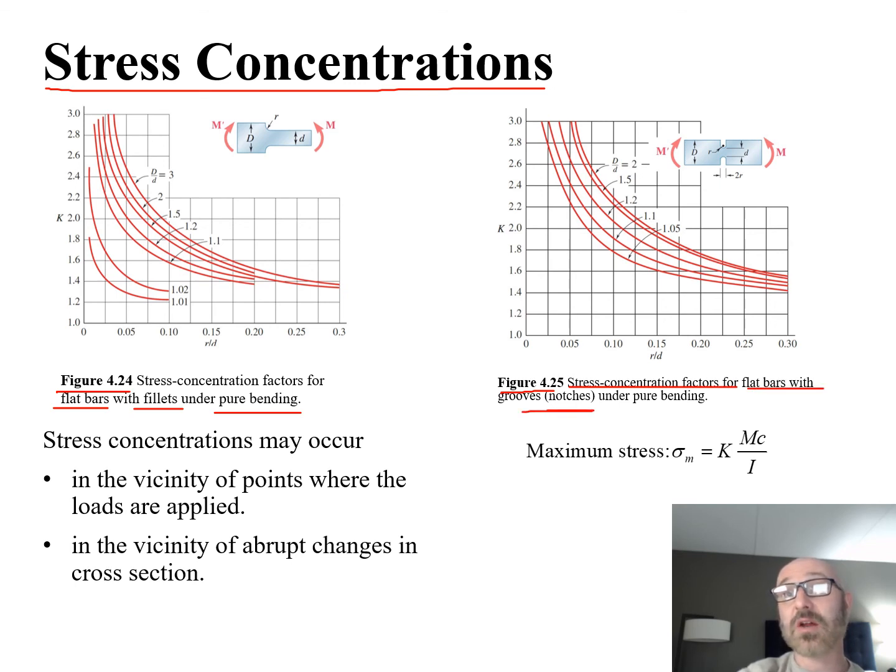So you can see right here is that bar with the notches cut out, and you can see over here the fillets, and they're both undergoing pure bending. You can see our moments on either end of this, M and M prime, for both of these, to know that it's under pure bending.